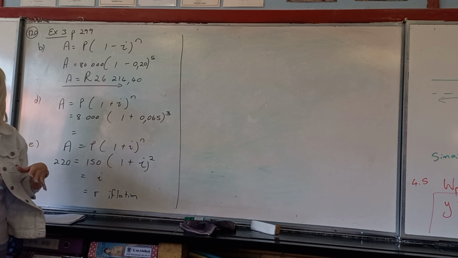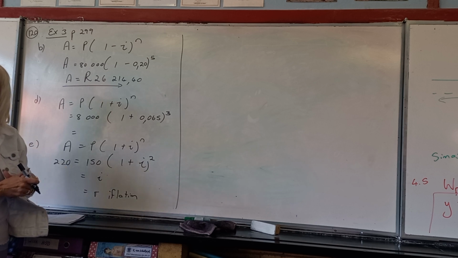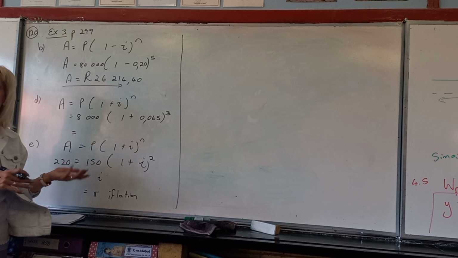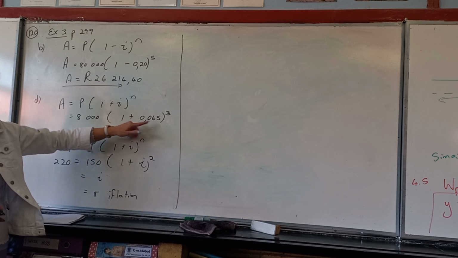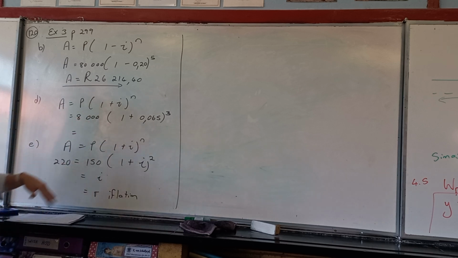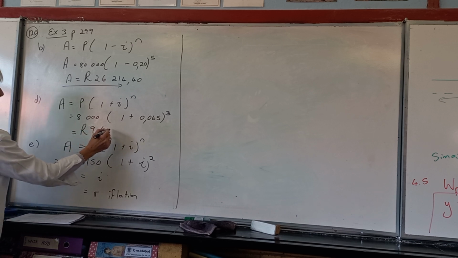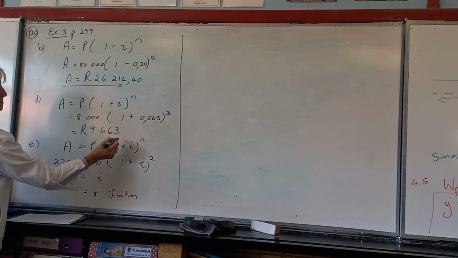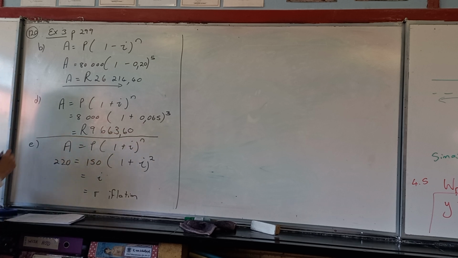They never said use compound interest or increased balance method or decreased balance method. They didn't say that. They just said there is inflation. Inflation means that the amount is going up. It used to be 8,000, now it's going to be worth more, which is 9,630.60. Come guys, work with me here.